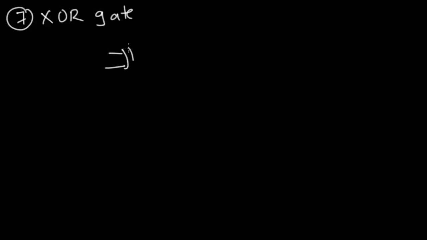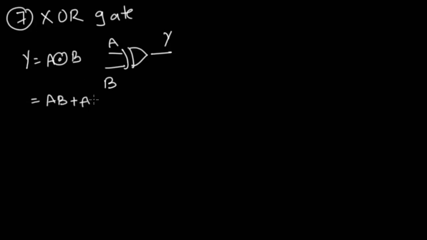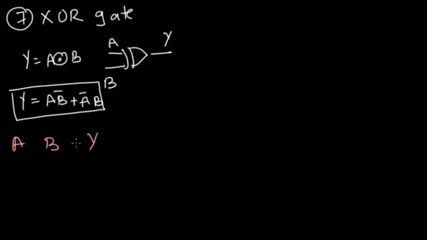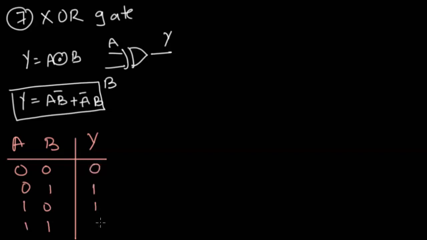Moving forward to the next gate, we have the XOR gate. Symbolically, the XOR gate has inputs A and B and my Y output, where Y is written as A XOR B. If we expand this, it says A bar B plus A B bar. This is my XOR gate. Let's understand the truth table of my XOR gate. We have 2 inputs, so 4 combinations again: 0,0; 0,1; 1,0; 1,1. It's 0, 1, 1, 0.